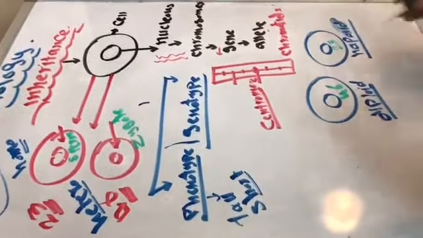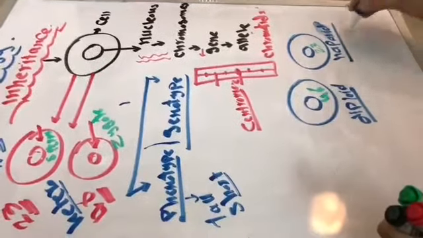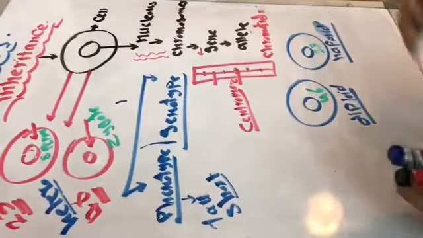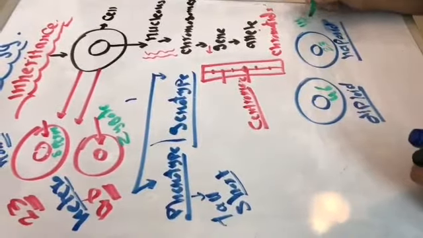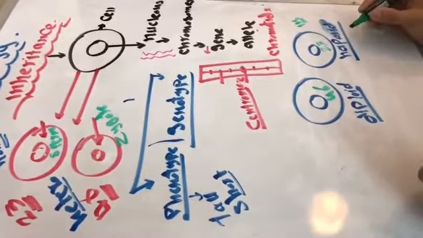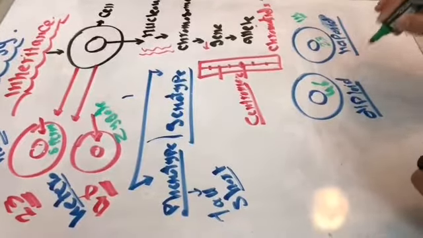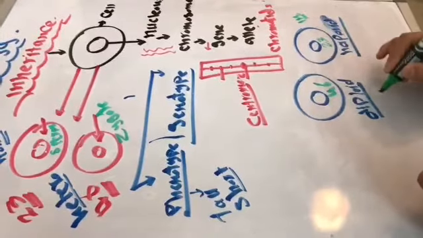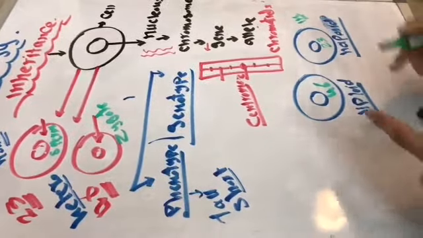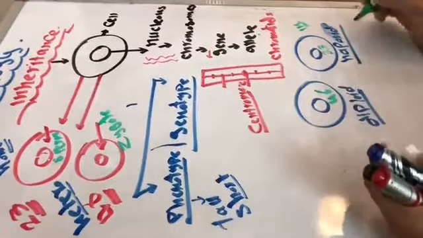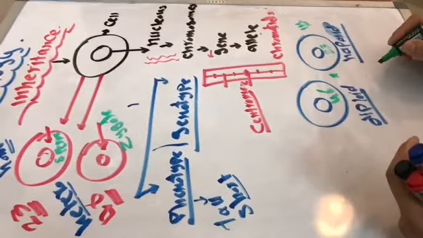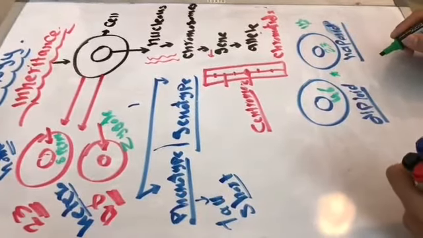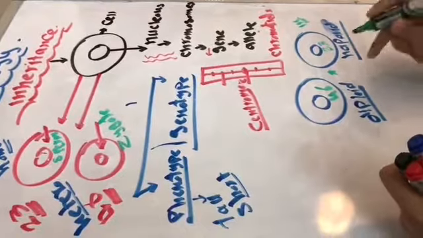You must distinguish between haploid and diploid. Haploid cells have one set of chromosomes, only one set. Diploid cells have two sets of chromosomes. So you must distinguish between haploid and diploid. These kinds of cells are produced by one kind of cell division called meiosis.